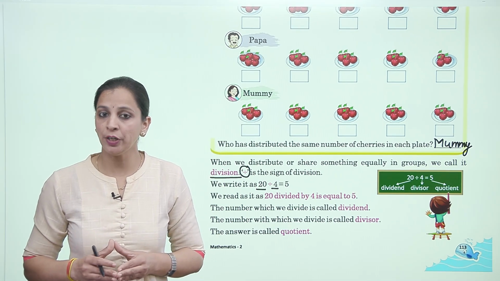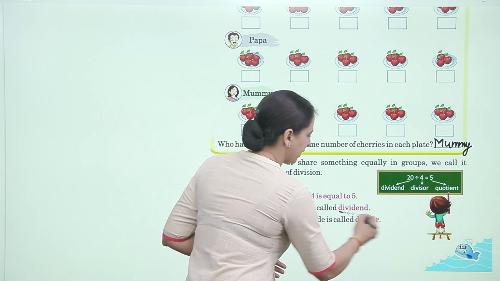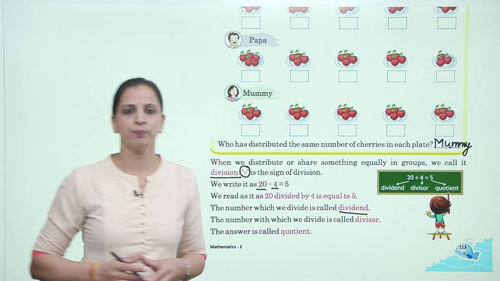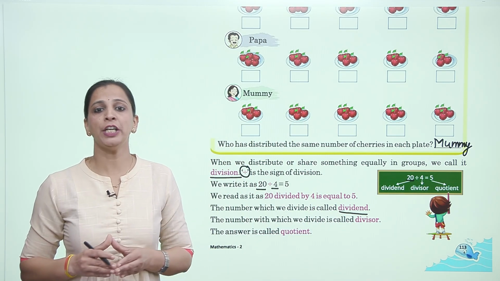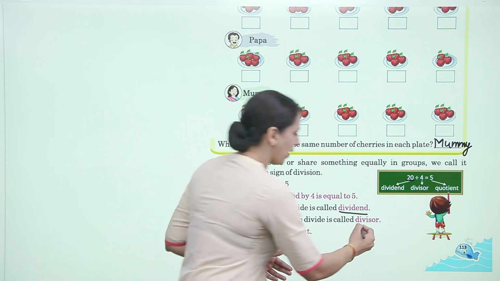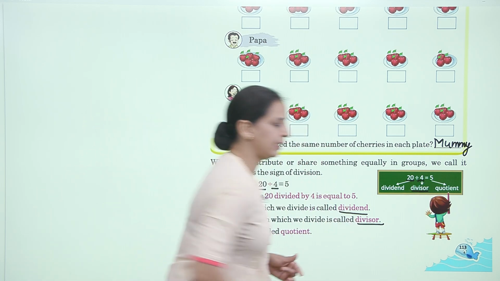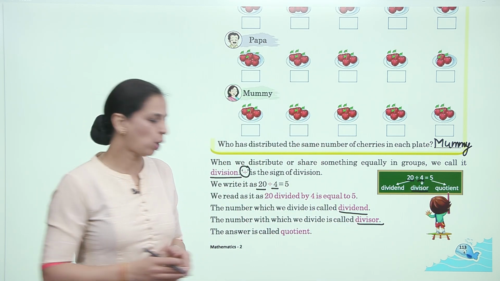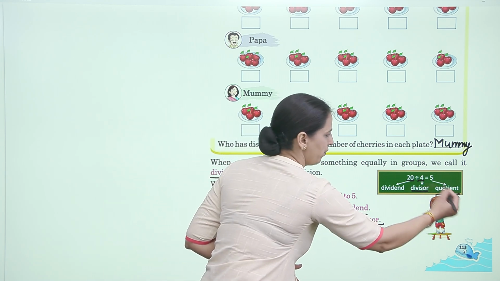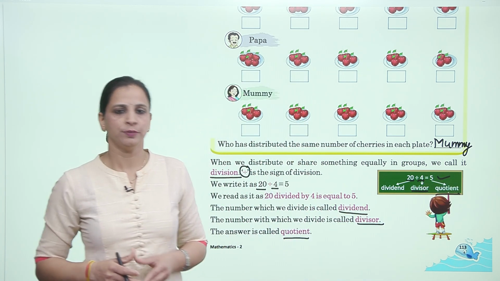The number which we divide is called the dividend. So, 20 is the dividend. The number with which we divide is called the divisor. So, 4 is the divisor. The answer is called the quotient. So, 5 is the quotient.